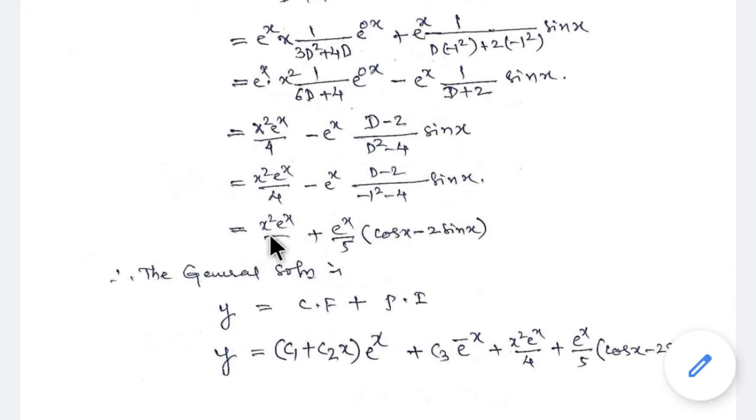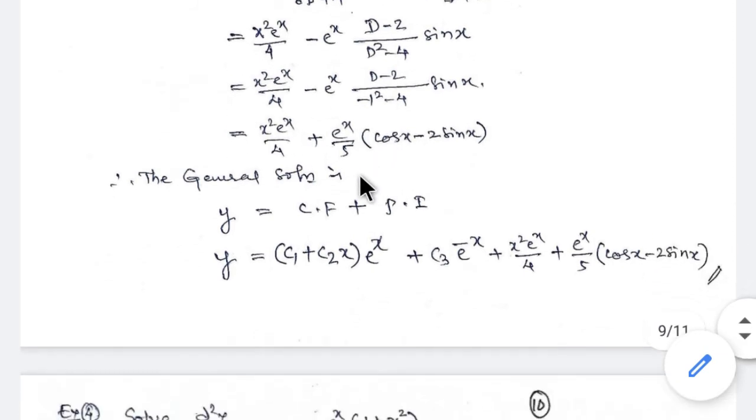So this is equal to x square into e raised to x divided by 4 plus e raised to x divided by 5. If you simplify, minus minus becomes plus, e raised to x by 5, then you operate d minus 2 on this, so d of sin x is cos x minus 2 into sin x. This is the required particular integral for this problem. So finally the general solution is y equal to complementary function plus particular integral; if you add these two solutions you get the general solution.